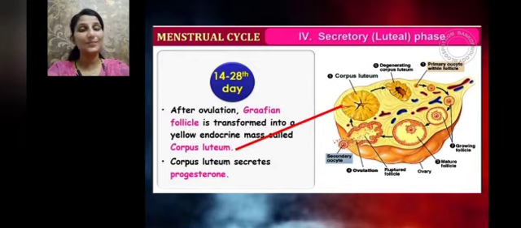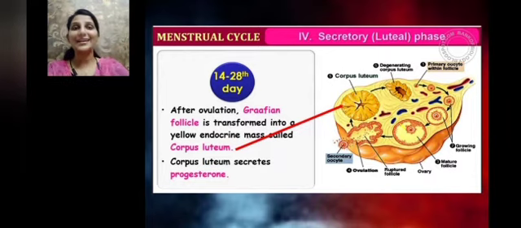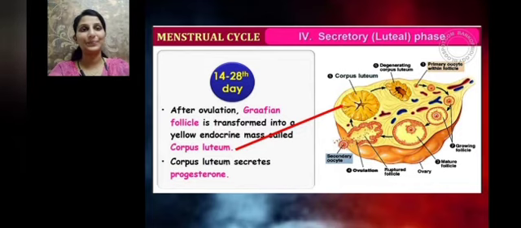The corpus luteum is an endocrine mass, and thus it releases a hormone, and this hormone is called progesterone. So the source of the progesterone is the corpus luteum, and the source of estrogen is the developing follicles. This conversion of the Graafian follicle into the corpus luteum takes place during the secretory phase or the luteal phase, corpus luteum, and thus the name luteal phase. It starts from the 14th day after ovulation and extends until the 28th day.